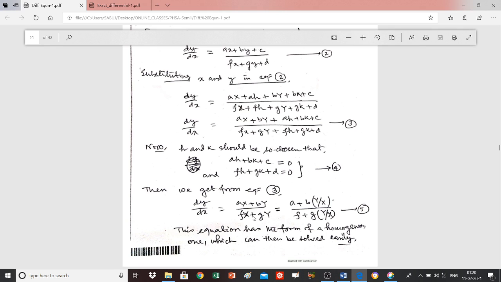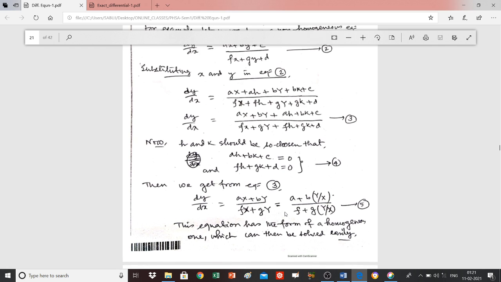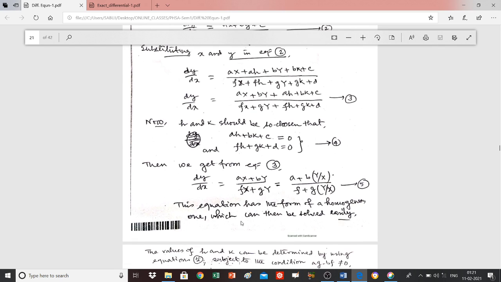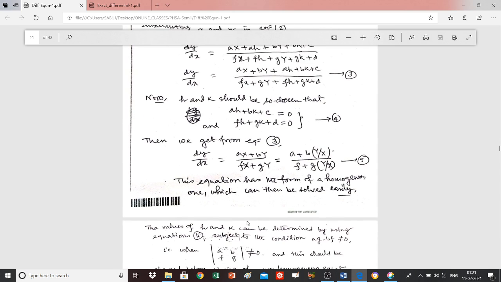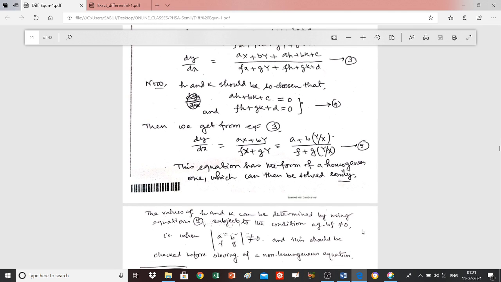You know that this is a standard form of homogeneous equation, and this can also be written as a plus b Y by X by f plus g Y by X, where capital X is taken as a common term. So this equation has the form of a homogeneous equation which can be solved easily. The values of h and k can be determined from these two equations. But they have to follow a condition, that is ag minus bf not equal to 0.